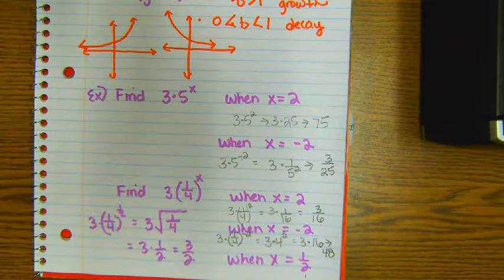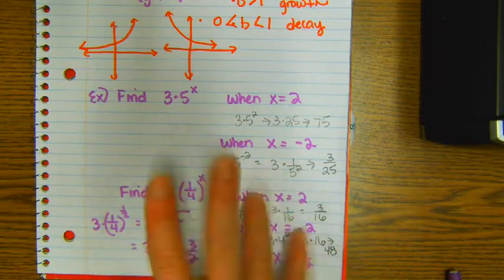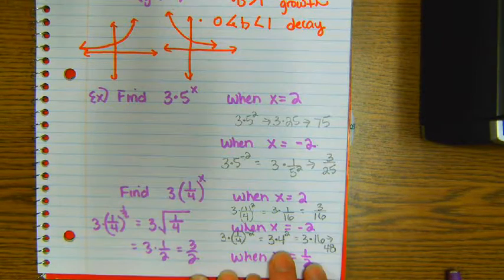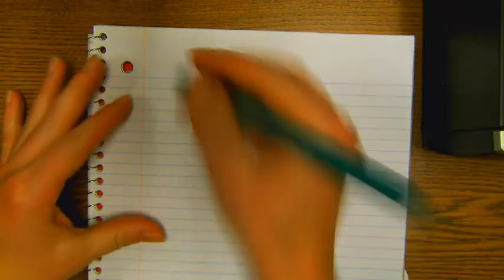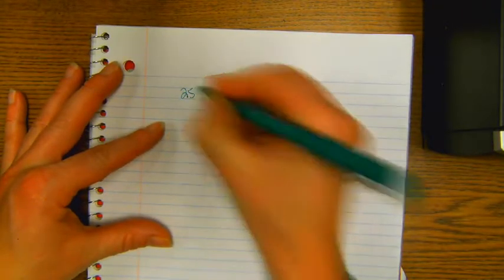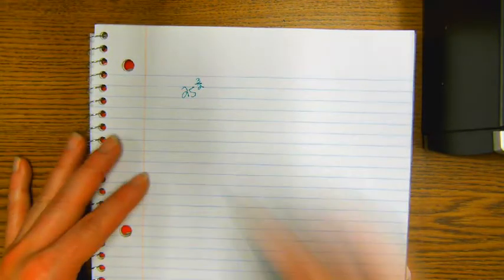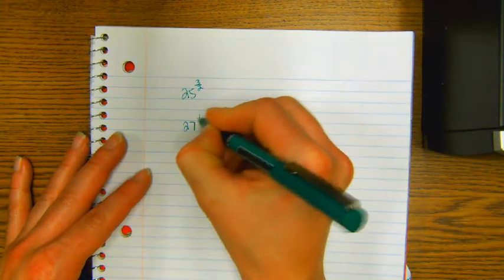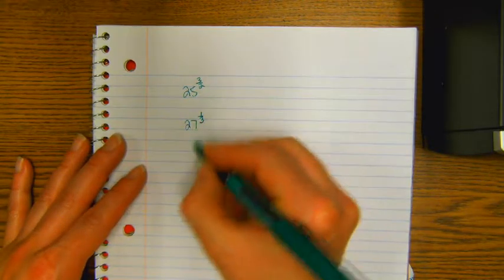I'm going to do just 3 more examples for those of you who need to review rational exponents. If you need more practice with that, I'm not going to spend time on it in class, but I'll put a video on Google Classroom. Let's try these ones: 25 to the 3/2 power, 27 to the 1/3 power, and then 8 to the 2/3 power.